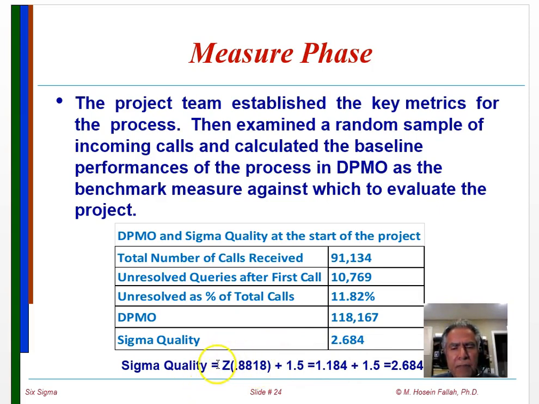You look at the z-value for the percentage of the calls that were good, 0.8818, and you add 1.5 to it, and that results in 2.684.